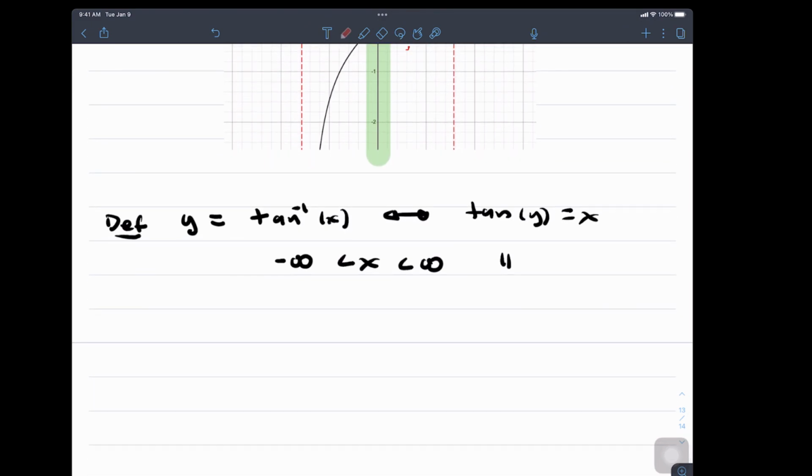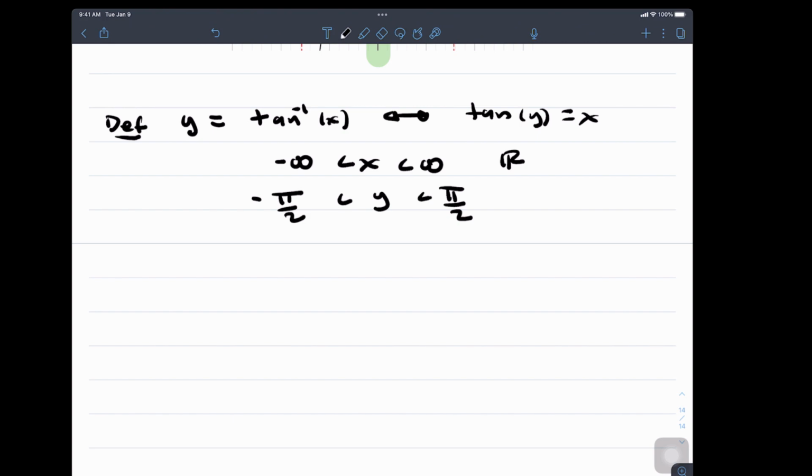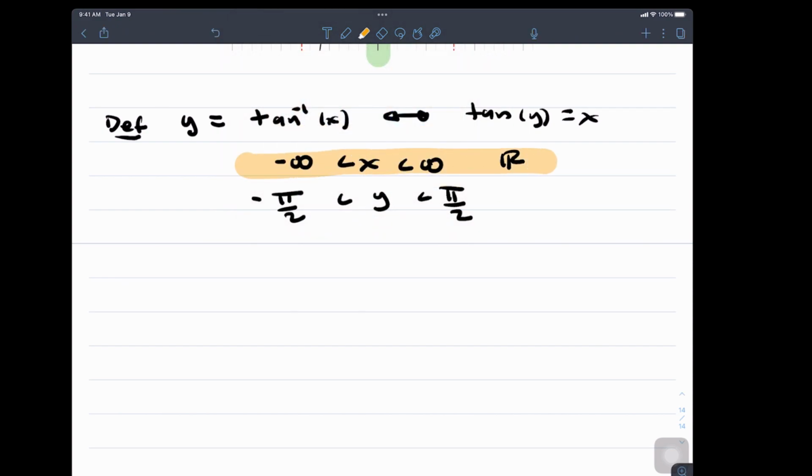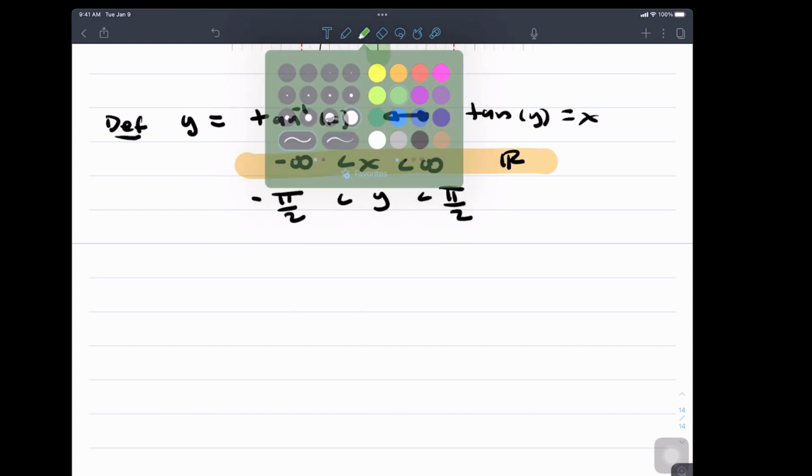So you say, okay, then my range is from negative pi over 2, or yeah, here's my. Okay, you guys okay with that? So remember, this is what I'm going to do now. I'm going to think of this inverse tangent as a function of x now.